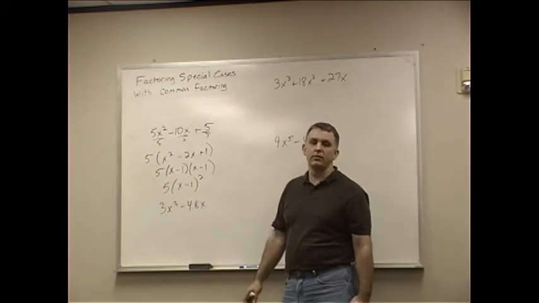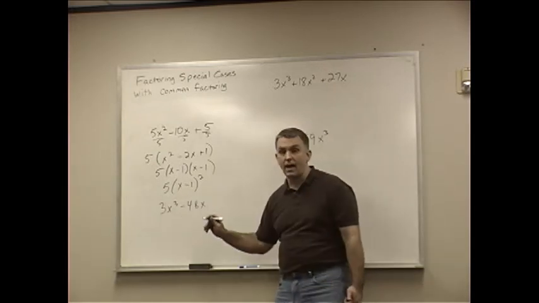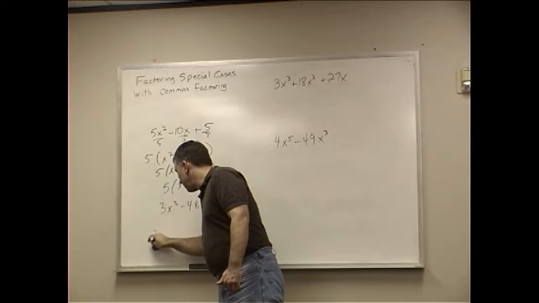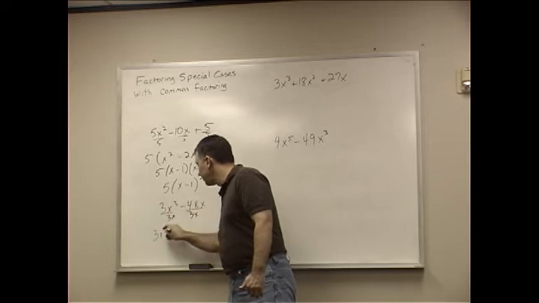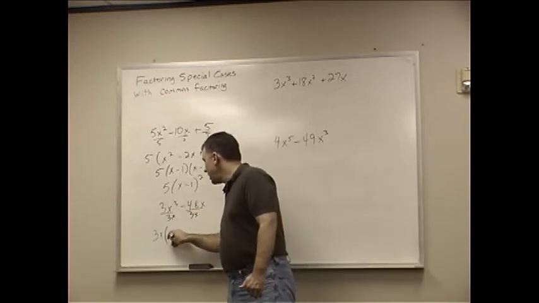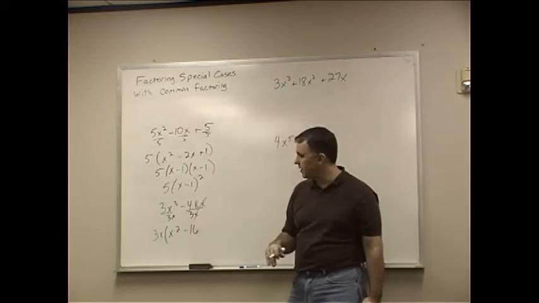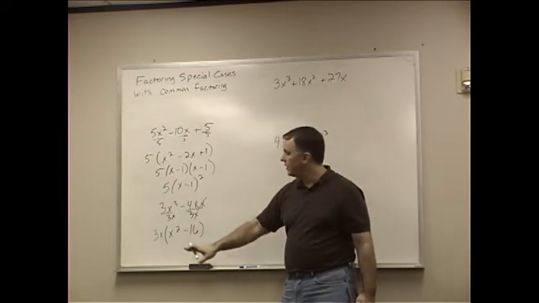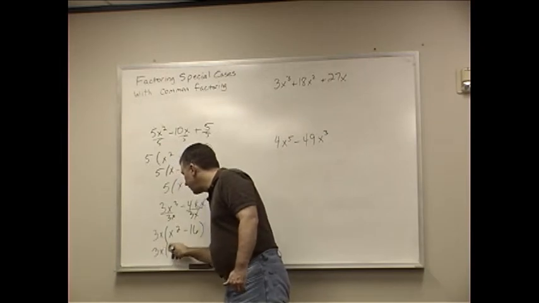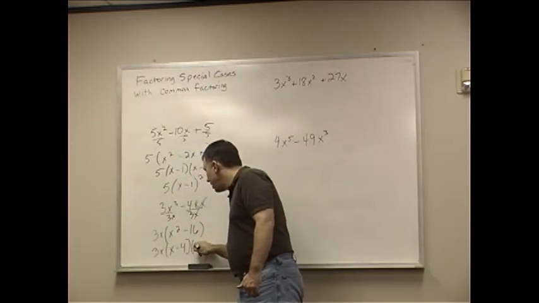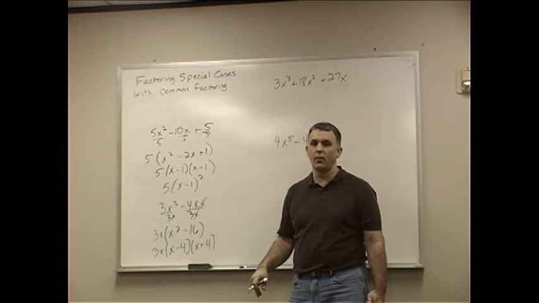All right, let's look at the second one. 3x to the third minus 48x. They have a common factor of 3x. That's what you can divide out of both of them. So I'm going to divide both of them by 3x, and that'll give me x squared minus 16. The x's cancel there. 48 divided by 3 is 16. And then this is the difference of 2 squares. So this is going to be 3x, and then x minus 4, and x plus 4. Because the square root of x squared is x, and the square root of 16 is 4.